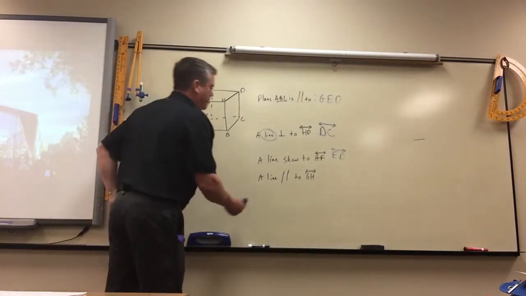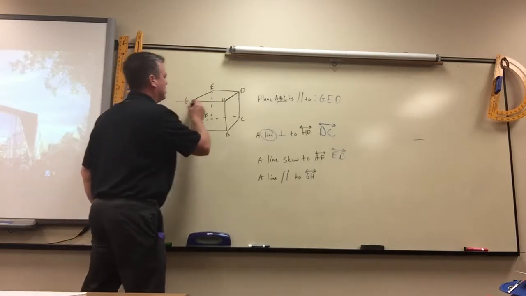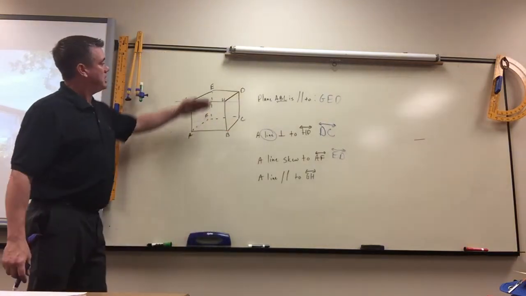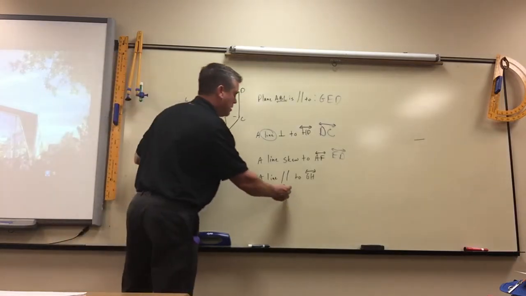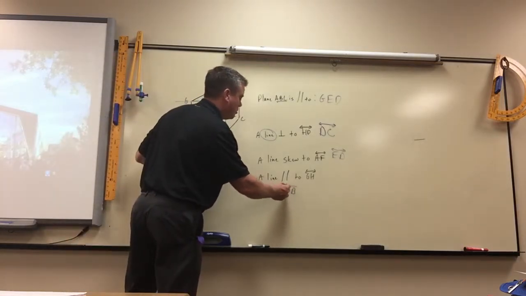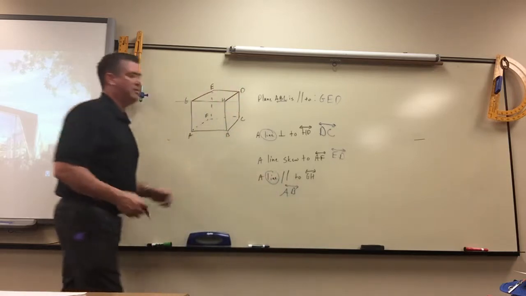So then a line parallel to GH, again, there's more than one choice. You could have this one, or this one, whichever one you want, but just make sure you put, since they're asking for a line, you got to label it as a line.